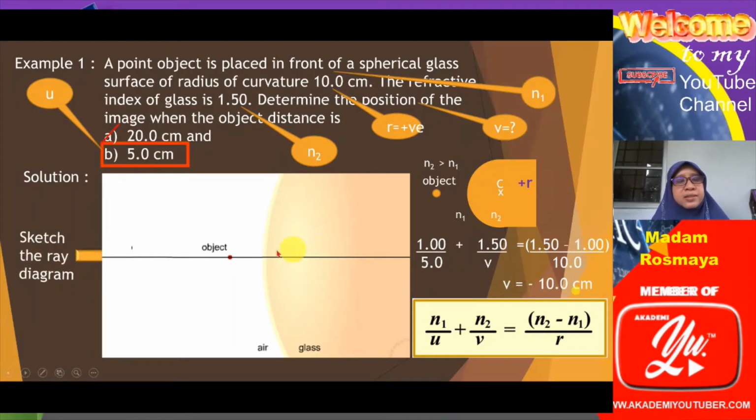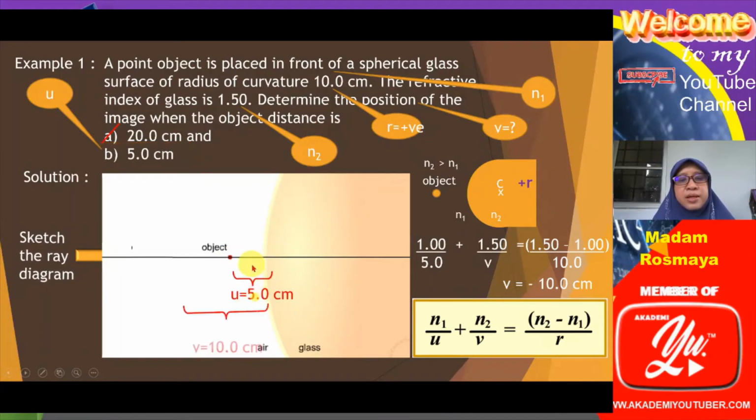Negative 10 cm. So how to sketch the ray diagram? There are two paths. The object distance U is 5 cm, and the image distance is 10 cm. So what is meant by negative here? Negative means the image is formed on the same side as the object. So the image must be somewhere here.